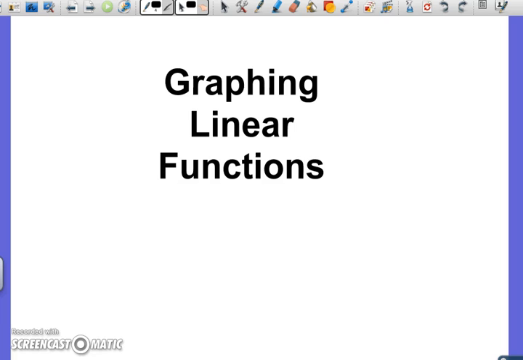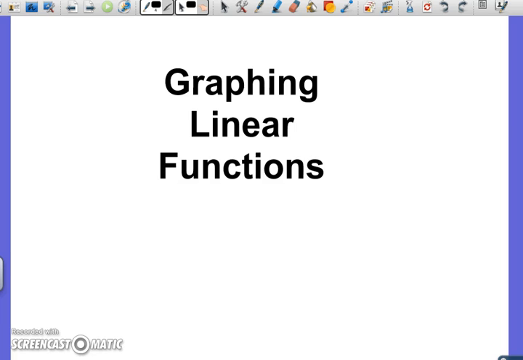Hopefully you had a good break here, and as we come back into the swing of things in algebra, we're going to start off with a topic that you've seen several times. You covered it a whole lot last year. We're just going to review real quick. We're going to look at graphing linear functions.